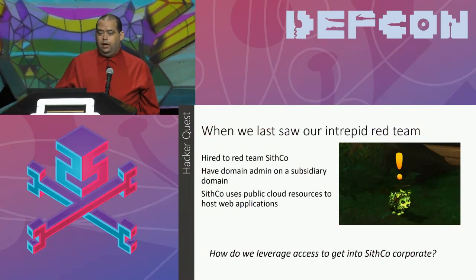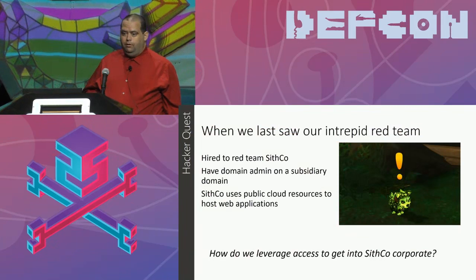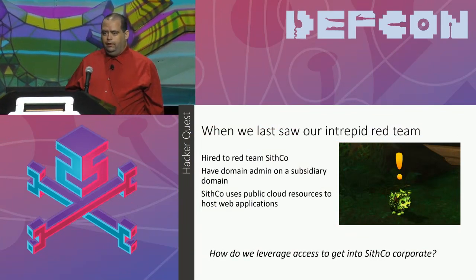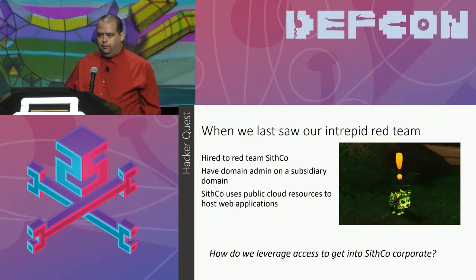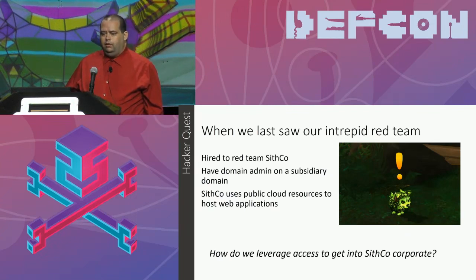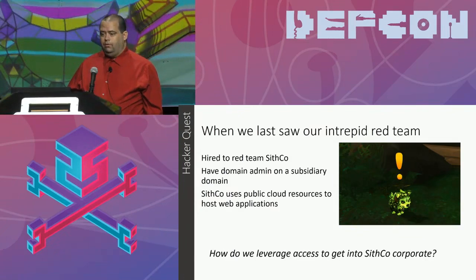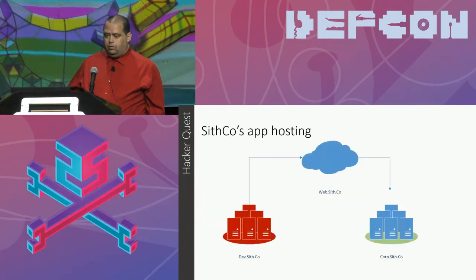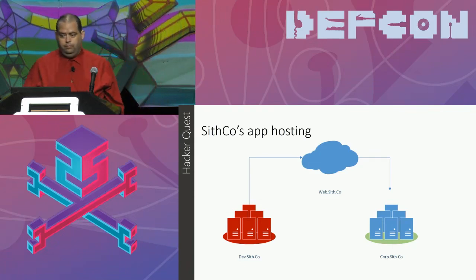We've been hired to hack Cisco. Fairly easily got domain admin on one of their subsidiary domains for an offshore developer via some phishing, but so far their corporate network has actually been fairly well protected. We did some recon and found that they host a bunch of websites out into the public cloud resource. So how do we leverage this access to get to corporate? Well, we're going to start with our internal access, do some recon, figure out where we are, pivot through the cloud, and eventually end up inside the corporate network.